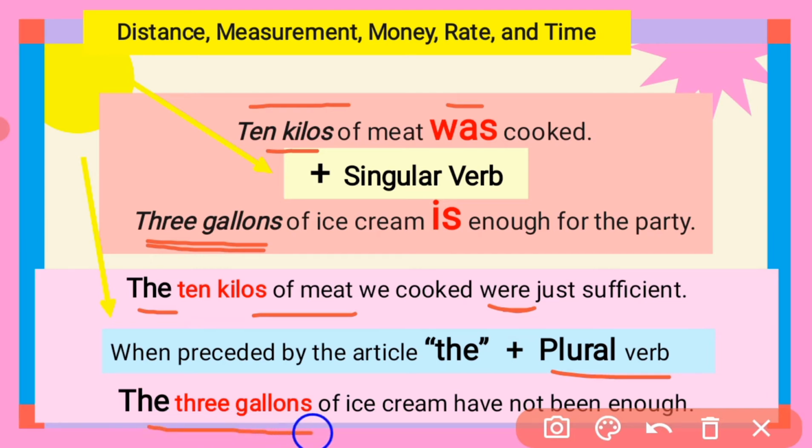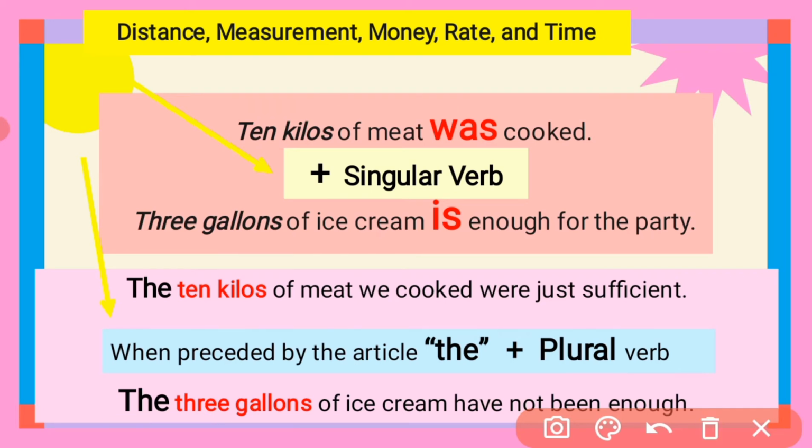The 3 gallons of ice cream, ito may the. Tapos, the 3 gallons of ice cream have not been enough. Ganun din ang mangyayari sa distance, measurement, money, rate, and time. Kapag merong the sa unahan nila, gagawan mo ng verb na plural, okay?